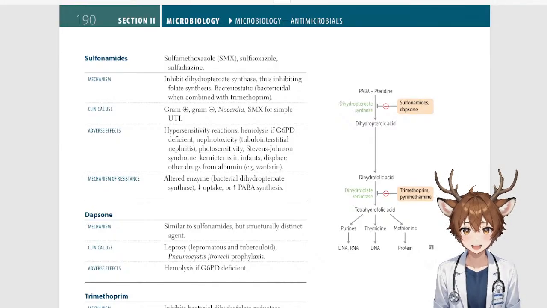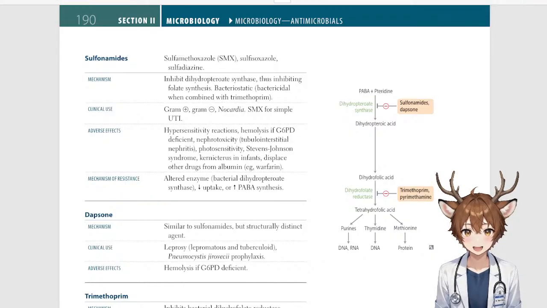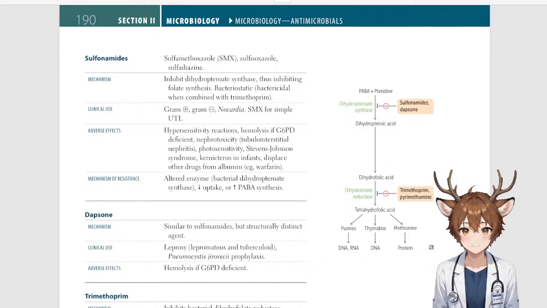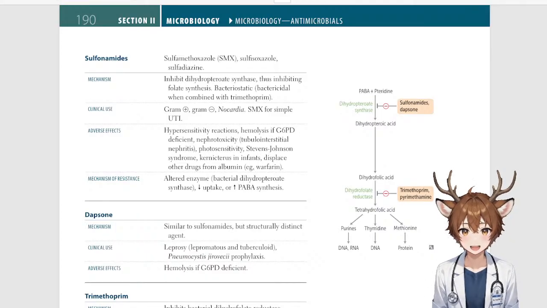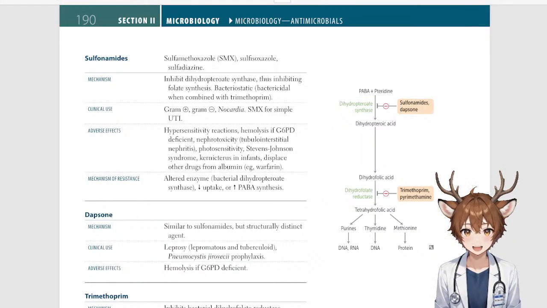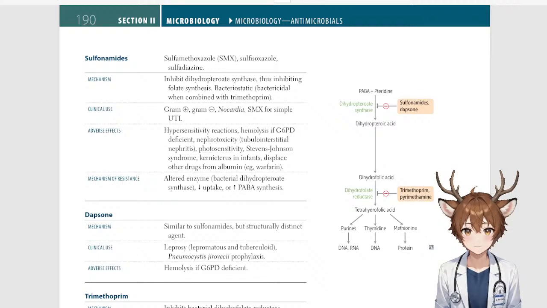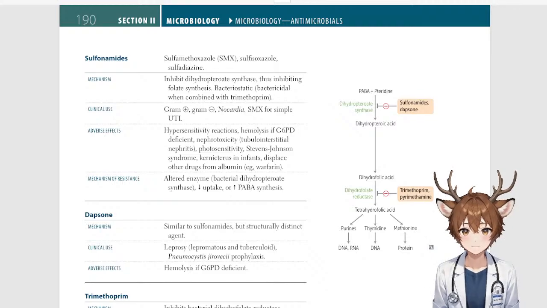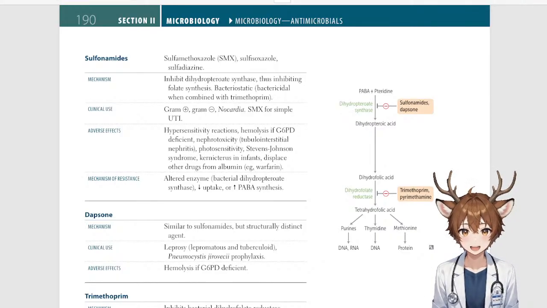The clinical use: gram-positive, gram-negative, Nocardia, TMP-SMX, Bactrim, trimethoprim-sulfamethoxazole, for simple UTI. Adverse effects: Stevens-Johnson syndrome, urticaria, liver damage, folate deficiency, optic neuritis, nephrotoxicity, agranulocytosis, hemolysis in G6PD deficient, kernicterus in infants. The mechanism of resistance for sulfonamides: altered enzyme, bacterial dihydropteroate synthase, decreased uptake, or increased PABA synthesis.